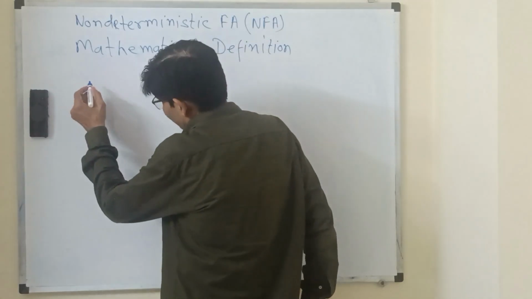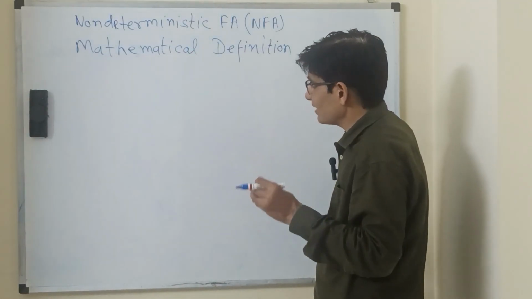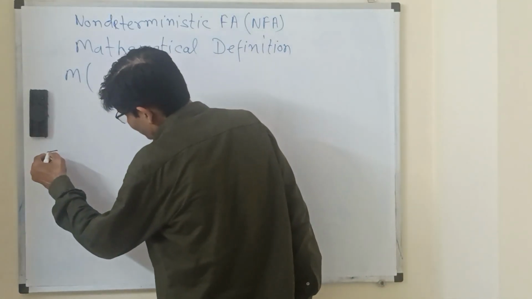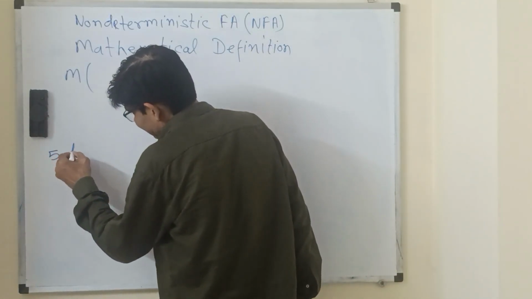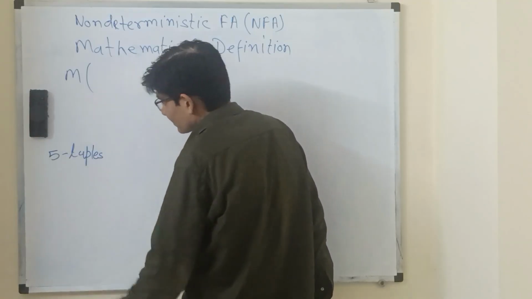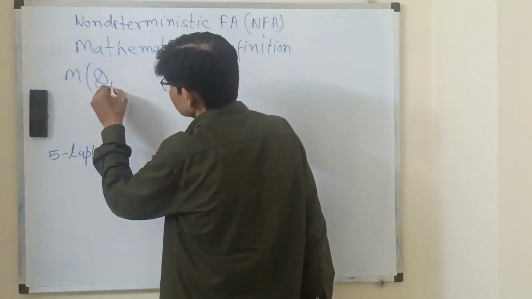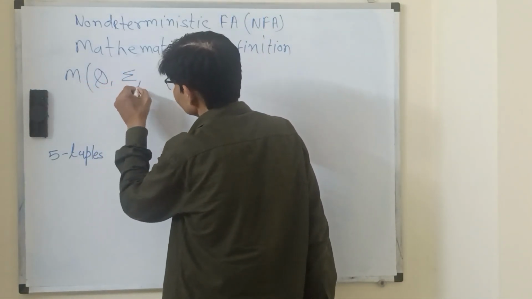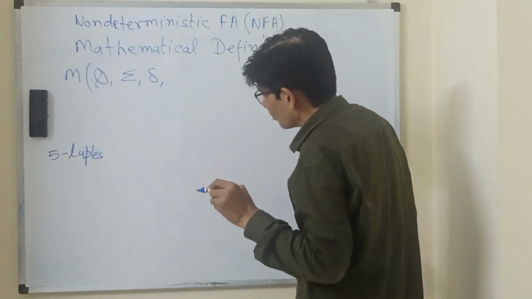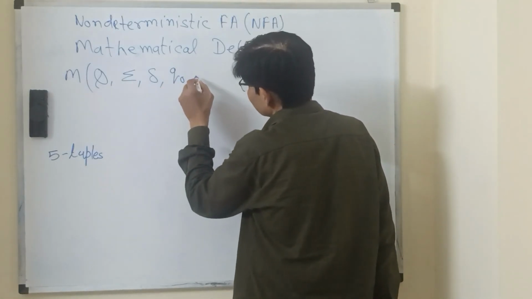If I'm considering non-deterministic finite automata as one machine, then it is again a five tuple machine, like DFA, and the tuples are also exactly the same. The only difference is the transition function, and what is the difference? I will tell you.